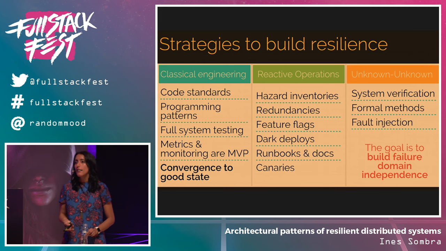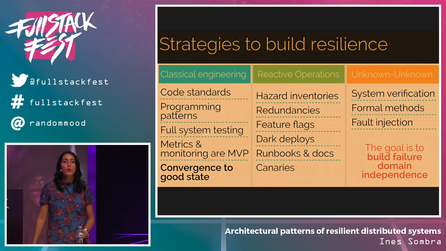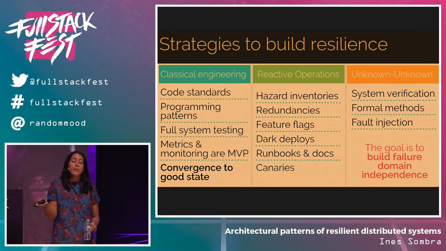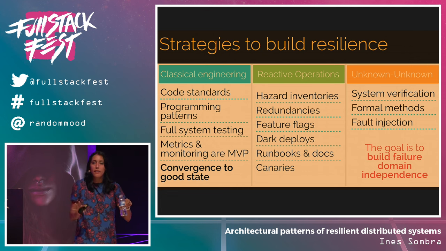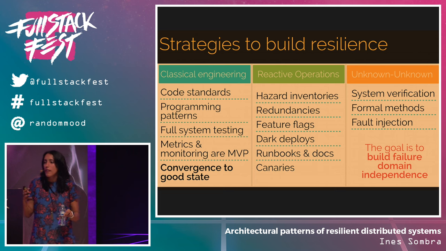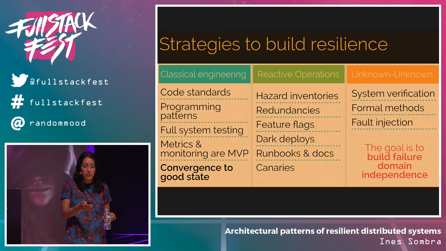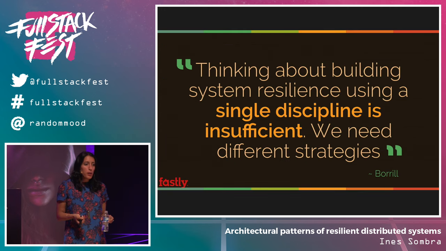And in unk, you can do formal methods, fault injection, and things that allow you to do some sort of system verification of stuff that you couldn't have predicted. Also, the goal between these three areas is to reduce domain independence and reduce the possibility for an error, but with different strategies. So this is what Paul tells us.